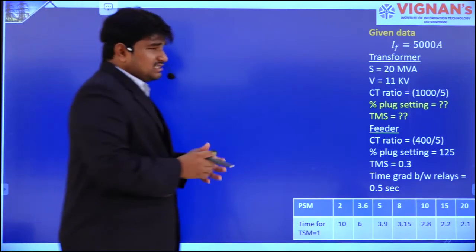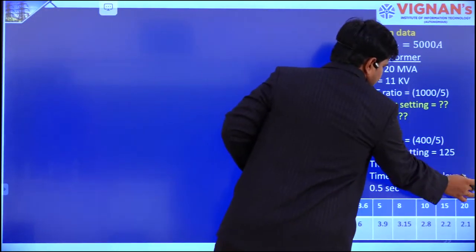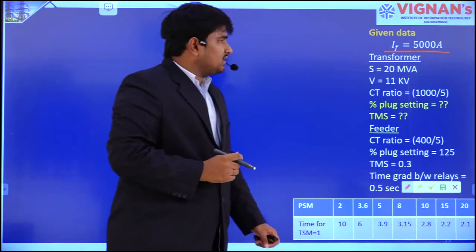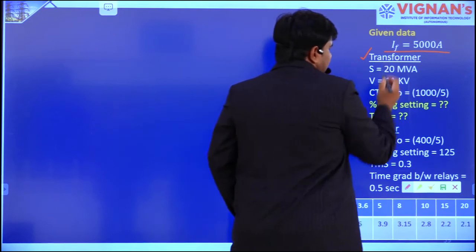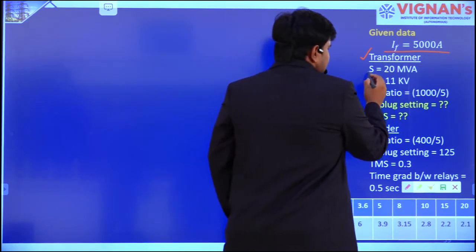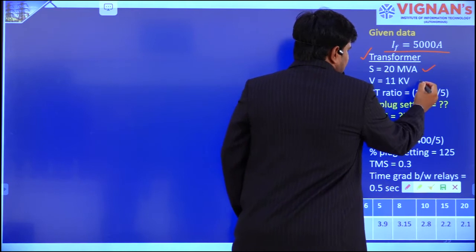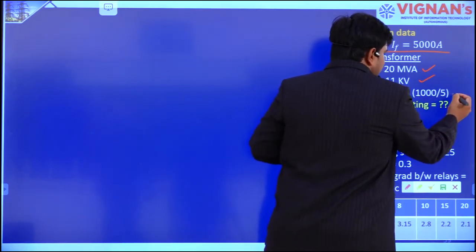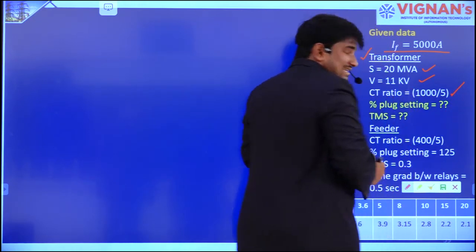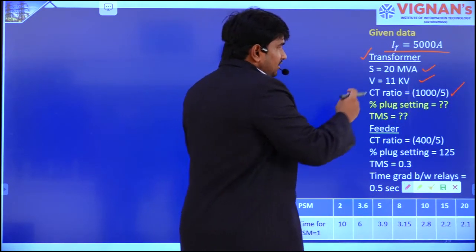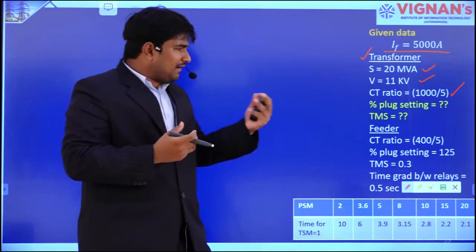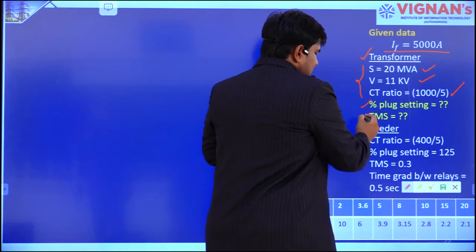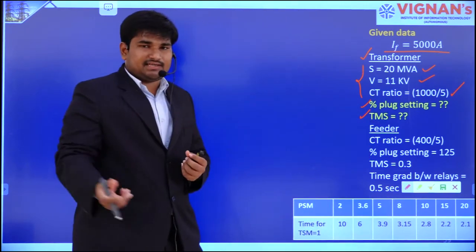Now I am just repeating the data that I have given in the problem. For the fault current they have given 5000 amperes, and the rating of the transformer is 20 MVA and 11 kV, and the CT ratio of the transformer CT is 1000 by 5 amperes. And for this transformer I need to find out what is the plug setting from these values, as well as what is the time multiplier setting.